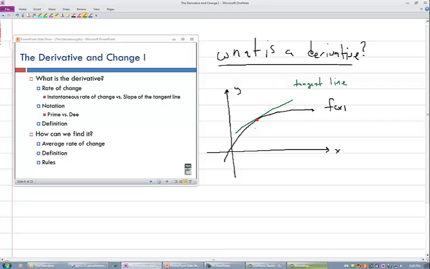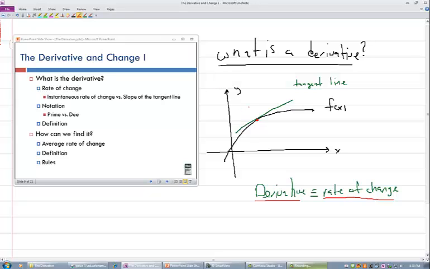The derivative at this point gives the slope of the tangent line. So a derivative is really just a rate of change. So when I say derivative, what you should think is rate of change. I say derivative, you say rate of change. I say rate of change, you say derivative. They're the same word, really.